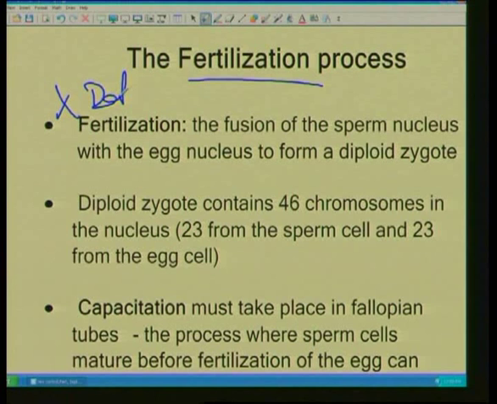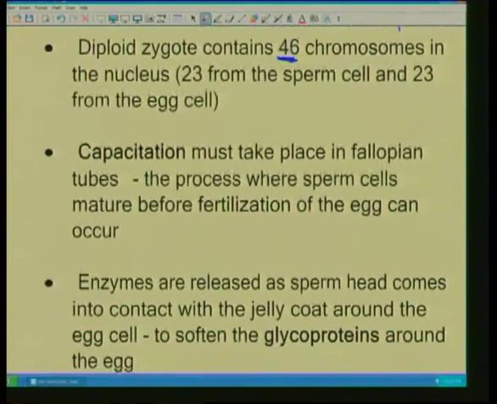It is your definition: the fusion of the sperm nucleus with the egg cell nucleus to form a diploid zygote. Haploid nucleus, diploid nucleus. Okay. The diploid zygote contains 46 chromosomes, because remember we're talking about human reproduction. In the nucleus, 23 from daddy, 23 from mommy. So 23 from the sperm and 23 from the egg.